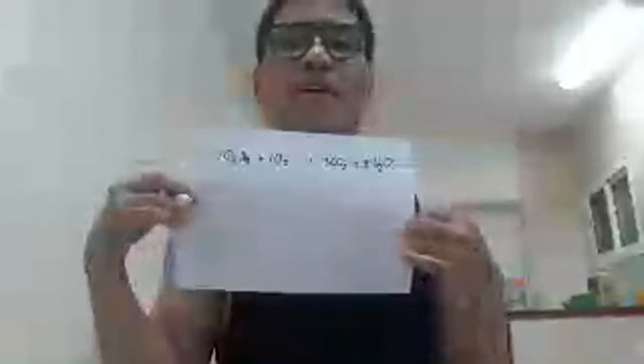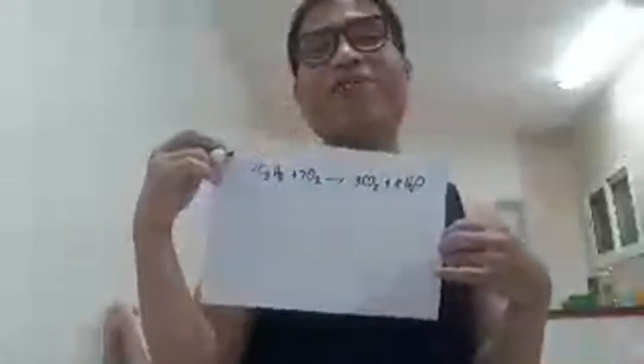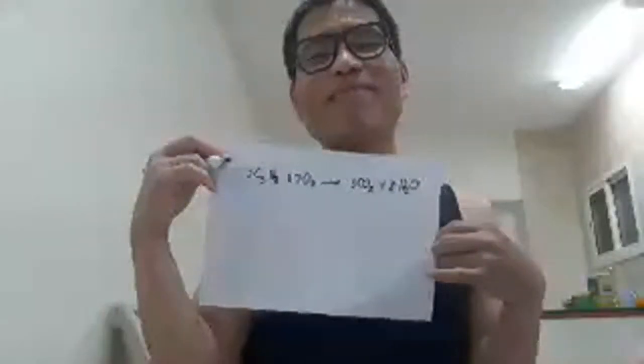Okay, 2 moles of C3H8 plus 7 moles of oxygen gas gives 3 moles of carbon dioxide plus 8 moles of water. This is wrong, right? This is not balanced. This is the third chemical equation balance, but not yet really the final one.